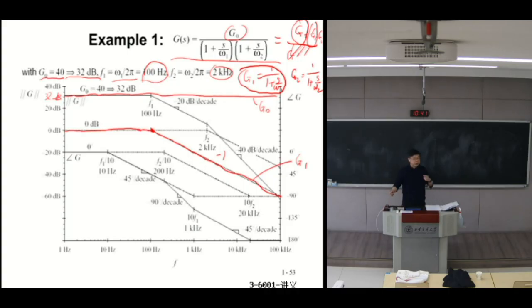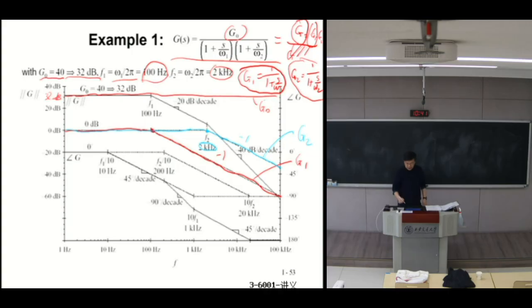G2 is similar. G2 is also a single pole transfer function, but the only difference is that it's located at 2 kilohertz. So, let me use a different color to distinguish. The low frequency is a flat line at 0 dB. The high frequency has a -1 slope, and they intersect at the f2 frequency, which is 2 kilohertz. So this is the Bode plot of G2.